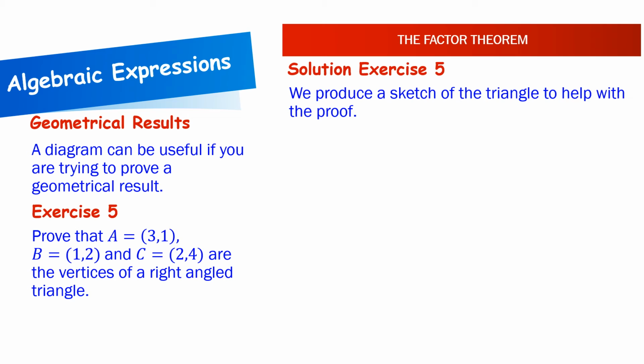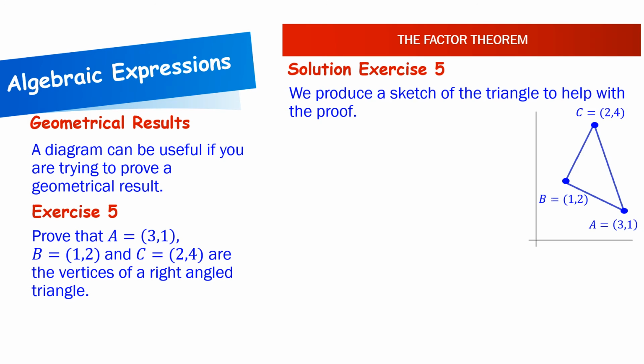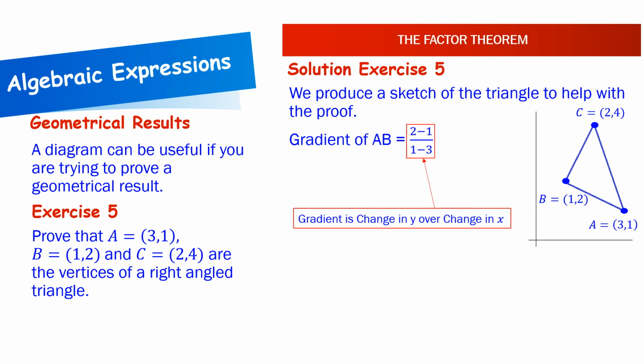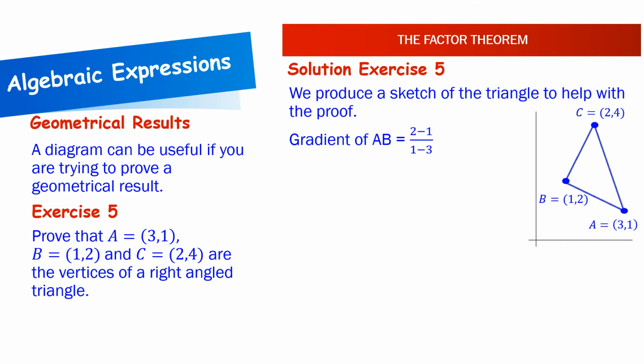So let's solve this. We produce a sketch of the triangle to help with the proof. Here it is. The gradient of AB is equal to change in y over change in x. So gradient of AB equals 2 minus 1, as shown, over 1 minus 3, which equals minus a half, as shown.